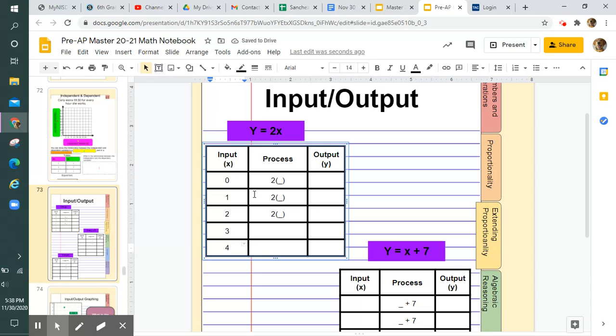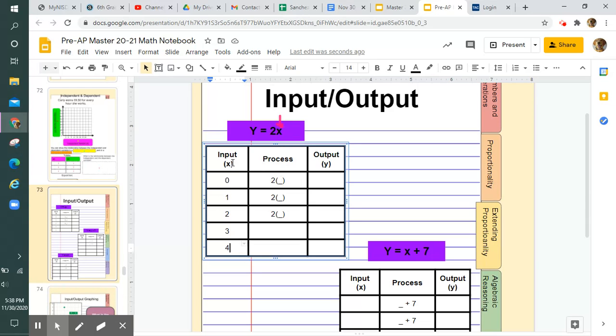Now to figure out what the y value is: the input is your x value, it's what you're putting in here. Your output is your y value. So your input is what you're putting in instead of your x, and your output is what you get as your answer. I put here we have the process. The process is what we're doing. The process is we're substituting in for x.